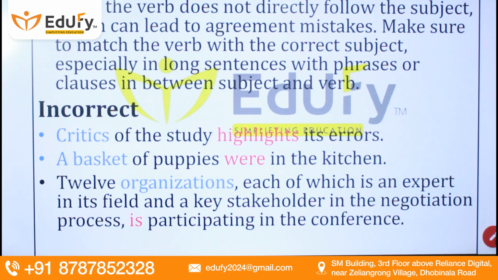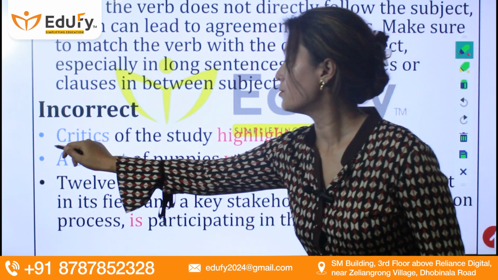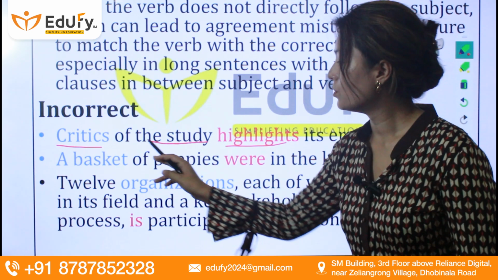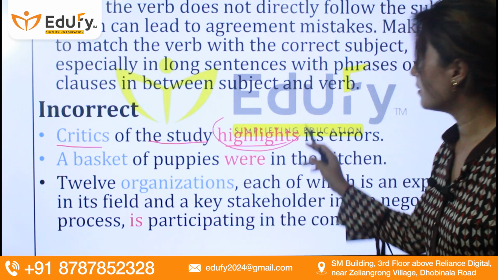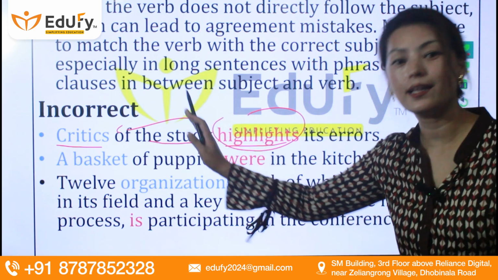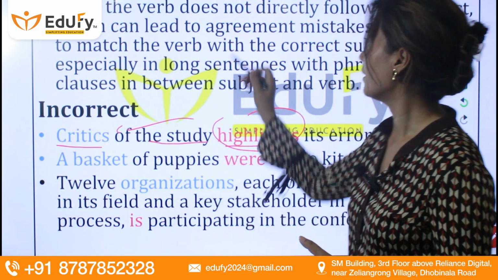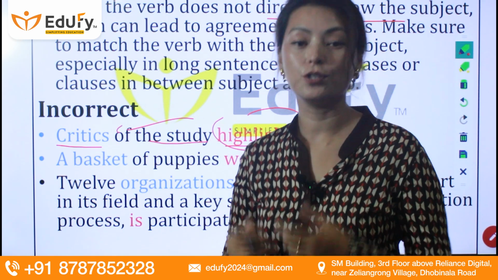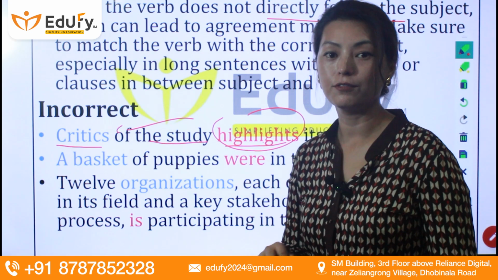If you can find it, you will find that whenever we have a clear subject, we will have to write a clear verb here. That means not focusing on the other parts of the sentence. Okay? And when you look at this, highlights is not coming near critics at all. It is at the end of the sentence, right? So that means you will always have to identify. There will not be any direct connection with the subject. You will have to find the connection by yourself and accordingly write the verb.